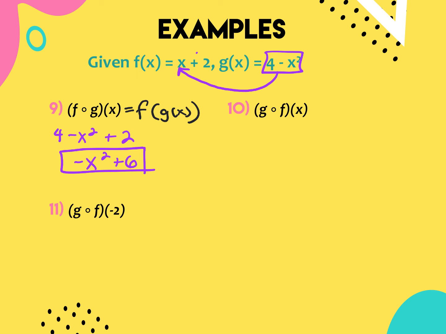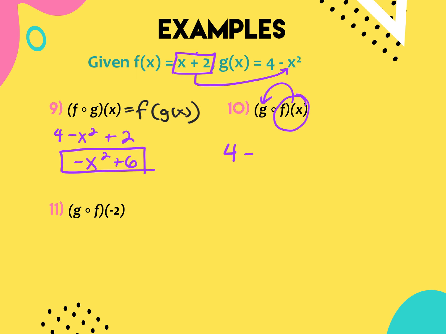Go to 10. This time, which one am I plugging into which? Good. The other way around. The f is going into g. So the f of x, that x plus 2, is getting plugged into the x squared, and I'd get 4 minus, in parentheses, x plus 2 squared.